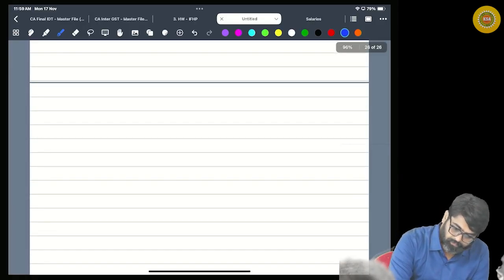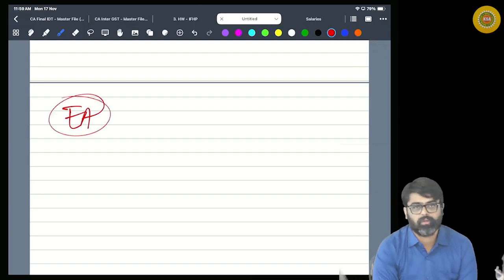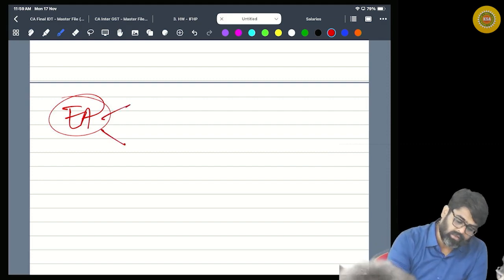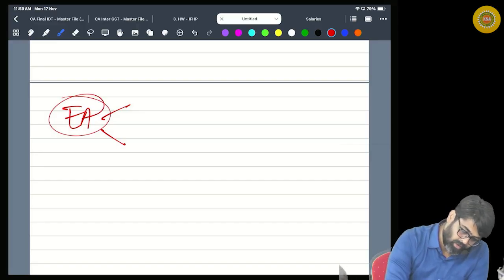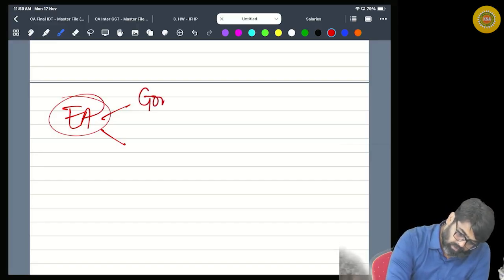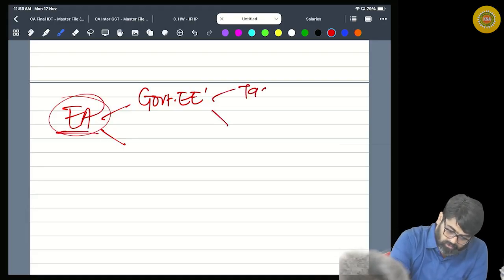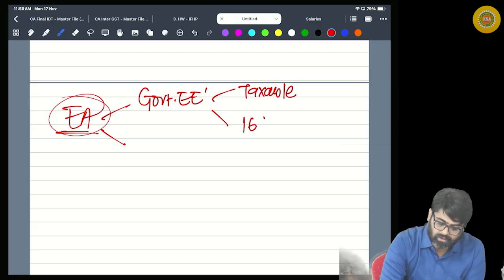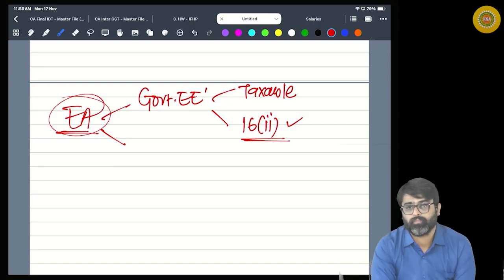Now pay attention. Now, what are we going to do? This was your DA. Now, entertainment allowance. Have you heard about this? Now, if the entertainment allowance is given by the employer to the employee, and the employee is a government employee, two effects will apply. This entertainment allowance will first be taxable, and the second effect is that the deduction will be available under section 16 clause 2 if it is received by a government employee.